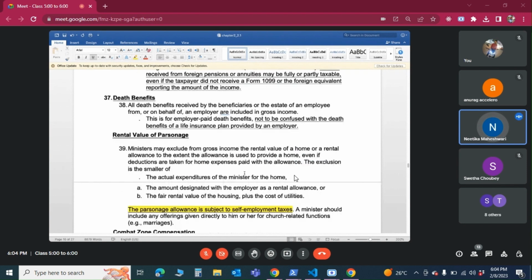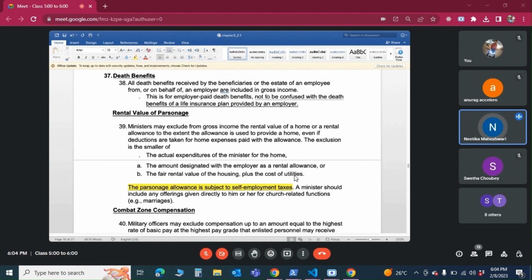Okay, then any of the death benefits, all death benefits received by the beneficiary on behalf of an employer are included in gross income. So death benefits, do not confuse that with death benefits of a life insurance plan. If a life insurance gives something, we know it is not taxable. But let's say the employee was working and died, and the employer is giving certain benefits to the family of the deceased employee, those should be considered as taxable. They're clearly saying do not confuse it with the benefits of a life insurance plan.